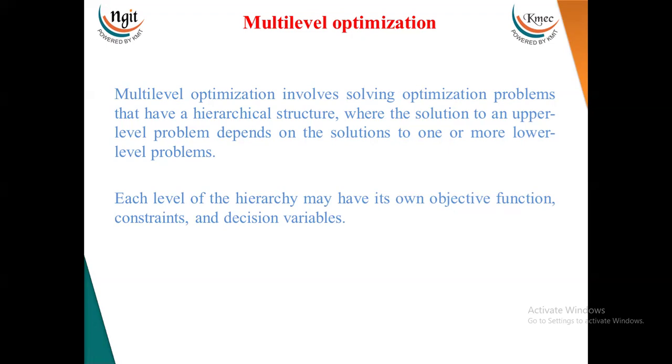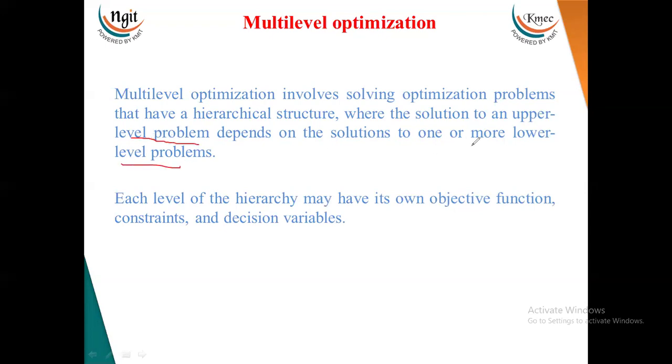So in this example, this is multi-level. So you'll have different layers. So you'll have the upper level problems and lower level problems. So both the level problems have to be optimized. So this can be done only using the multi-level optimization. So each level, okay, in this multi-level optimization, it will have upper level problem and lower level.